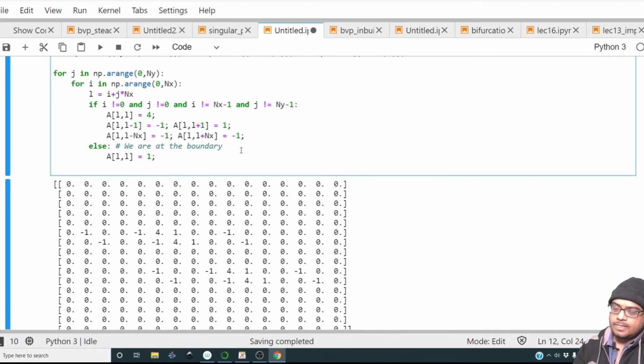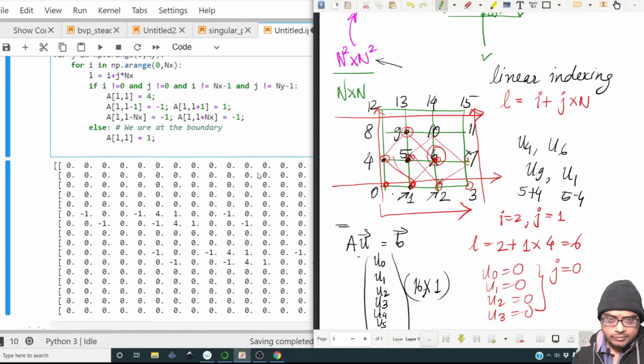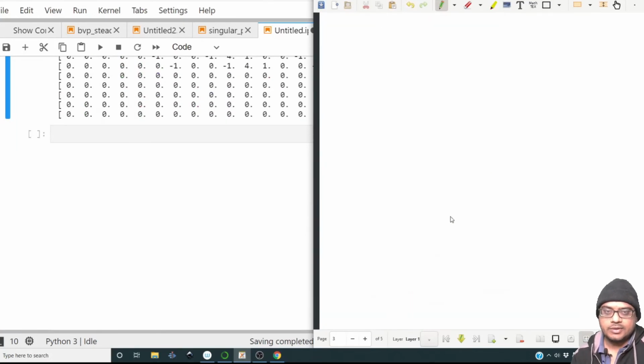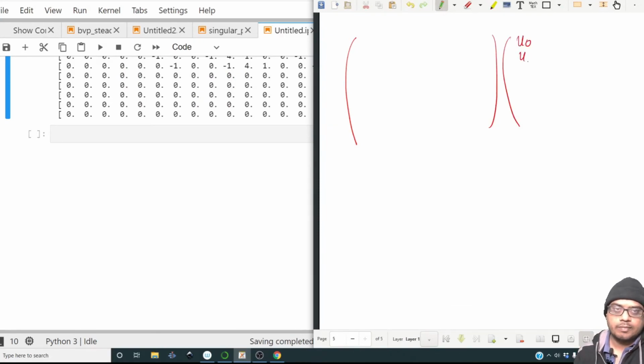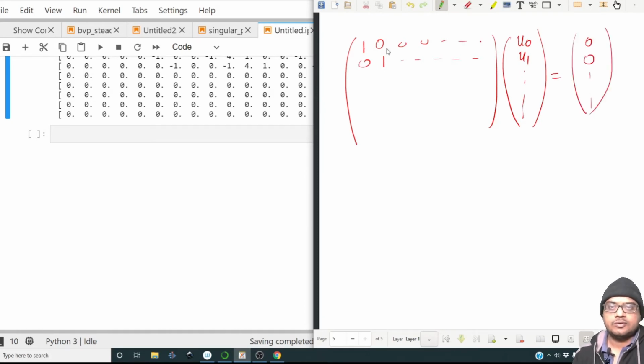and the RHS will be equal to 0. Meaning, how will the matrix look? u0 is 0. So 1 0 0 0 0 all zeros, 0 1 0 0 0 0 all zeros, and so on. So 1 times u0 is equal to 0. The first linear equation that we get from this is u0 equal to 0. From this, 0 times u0 plus 1 times u1, so you will have u1 equal to 0. So it's as simple as that.